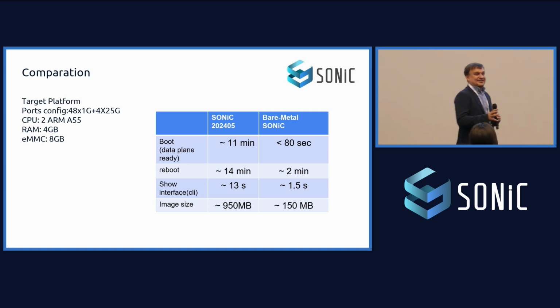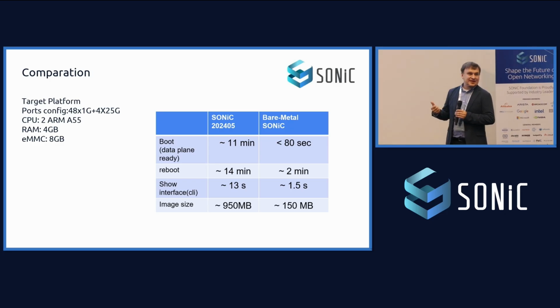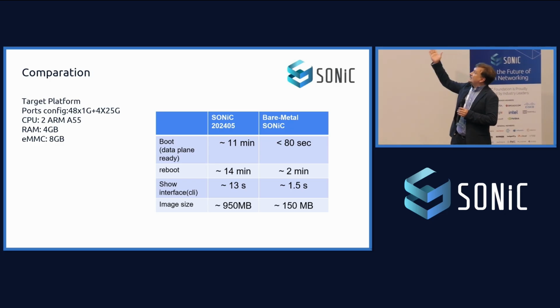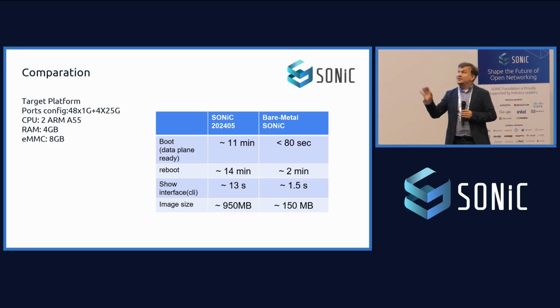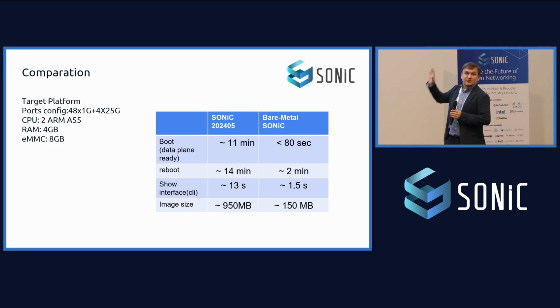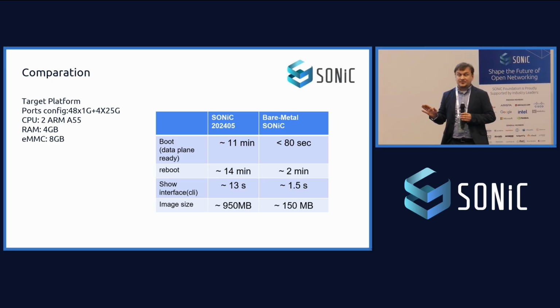But the biggest advantage, at least from my point of view, is that the installer size is 150 megabytes. So if you install SONiC, it will be around 2 gig on the disk. And if you start bare metal, it will be around 450 megabytes. Next one, please.